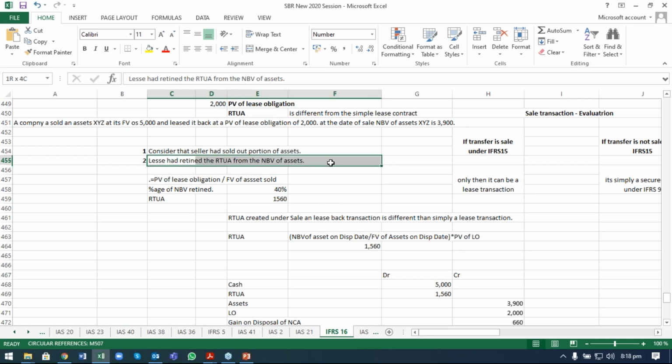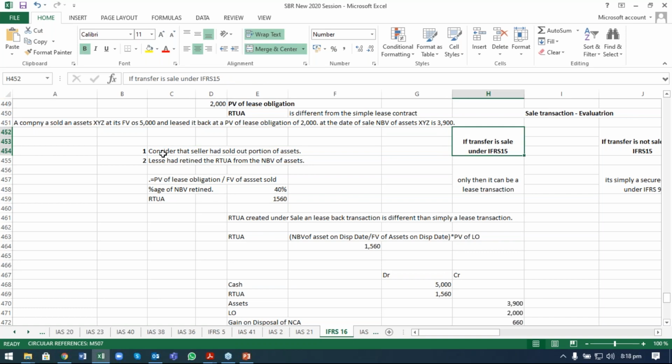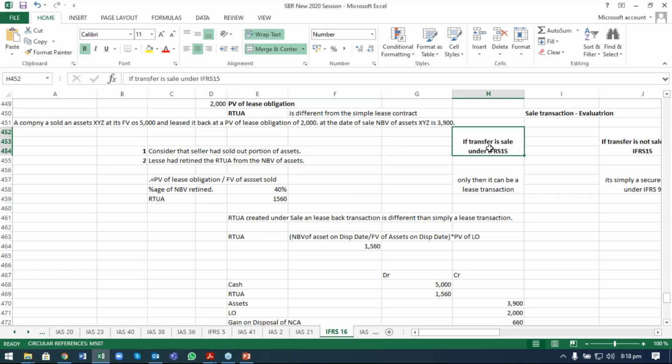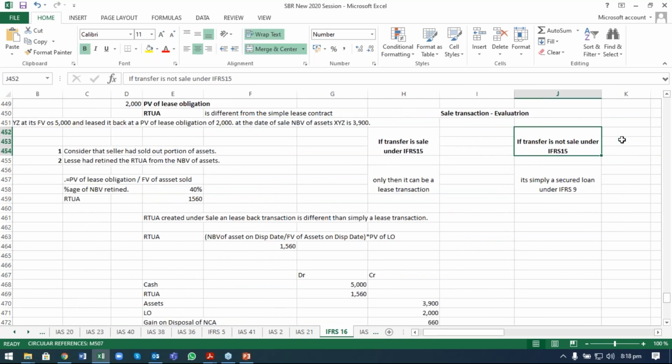This is the second part of the contract. The first part of the contract always gives you an idea whether it is a sale under IFRS 15 or not. If transferring an asset under the sale and lease back contract is a sale under IFRS 15, only then it can be a lease transaction. If the transfer of an asset is not a sale under IFRS 15, then the amount you have received is considered as a secured loan. You have pledged your non-current asset against the sum of amount you have received.